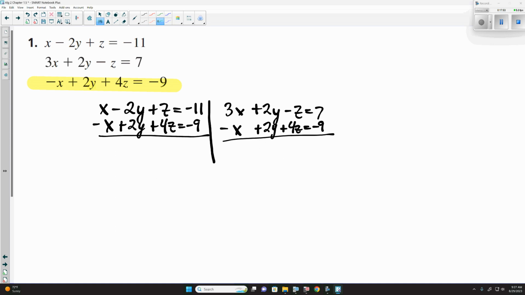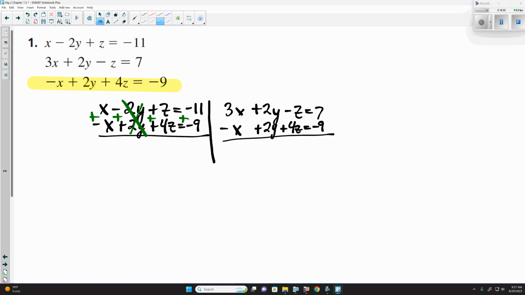Now, since y is already the same, the number in front of y is the same, we can just rewrite it out. We don't have to multiply it by anything to get the y values to be the same. And we can go on with our elimination process. So on the one on the left, are we going to add or subtract? We're going to add. Because we're looking at -2 plus 2. Signs are opposite, so we add, because -2 plus 2 is, indeed, 0.